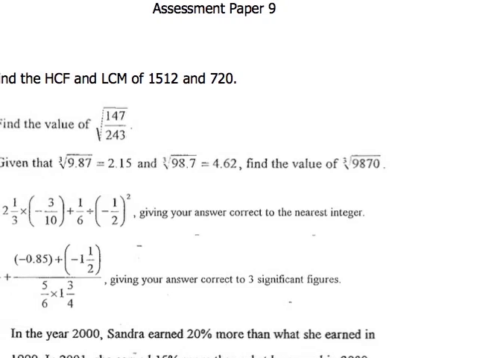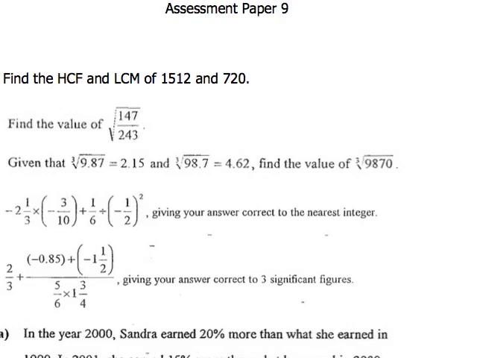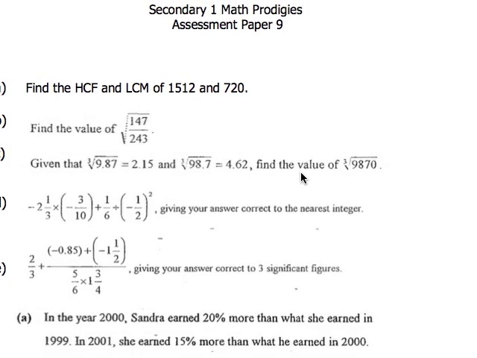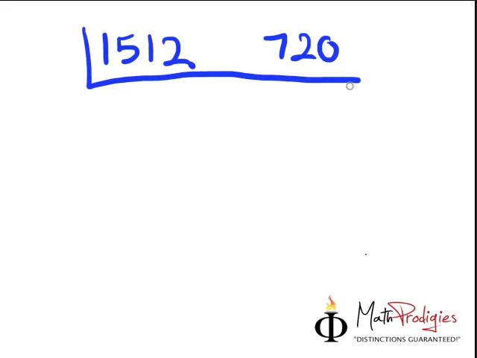Okay, let's take a look at the question right now. It says find the highest common factor and the lowest common multiple of 1512 and 720. Okay, so how do we do this? You should be able to do this very simply. Let's write 1512 and 720. Then what you do is prime factorization. In other words, you can divide it by 2 here. You keep dividing by 2, and what you will get is 1512 divided by 2, you get 756 over here.